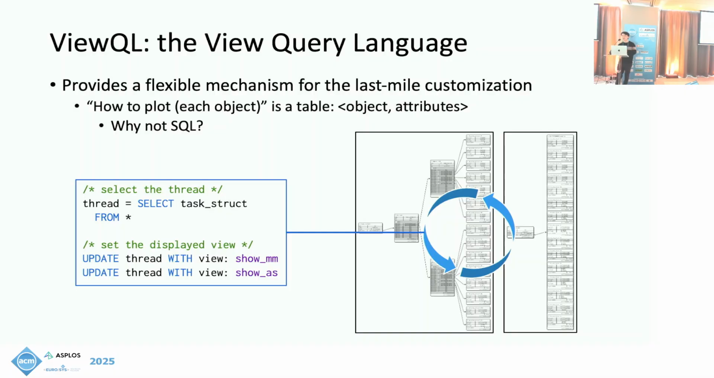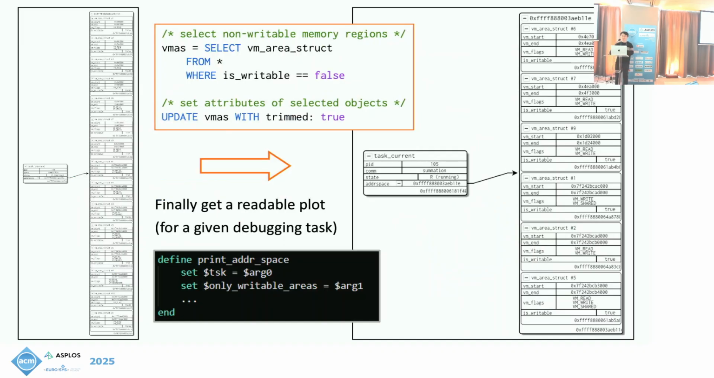So ViewQL actually provides a simple SQL-like syntax where developers can easily select a set of objects that match some provided conditions, and update their displaying attributes to customize how to plot them. As a real example, we can select all the VM area structs that are not writable through a select statement, and now we can update this selected object set to set them as trimmed.